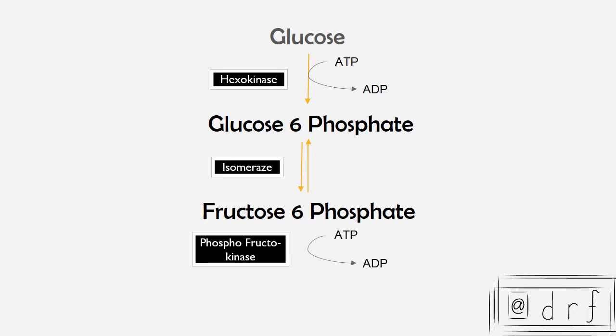Phosphofructokinase converts ATP into ADP. Again, a phosphate group is taken from ATP, and of course it would be transferred to fructose 6-phosphate to convert it into fructose 1,6 bisphosphate. Bis is because now there are two phosphate groups. The first group is attached to the first carbon of fructose, and the second phosphate group is attached to the 6th carbon of fructose. Hence it is named fructose 1,6 bisphosphate.